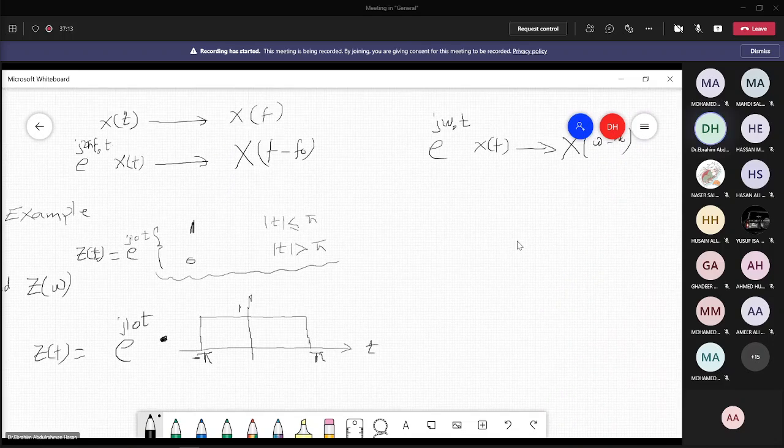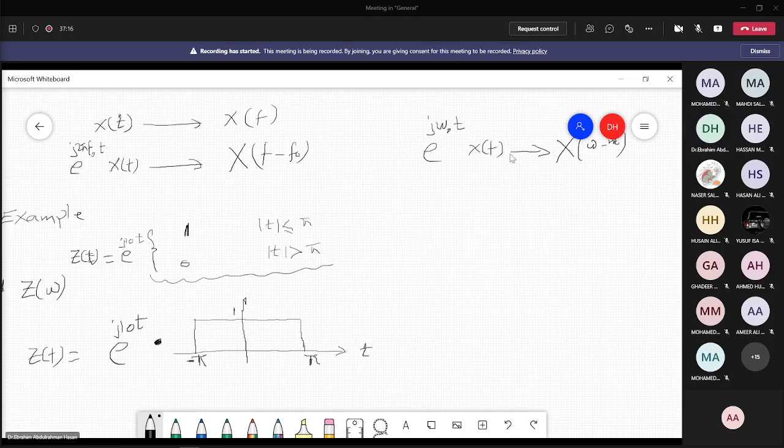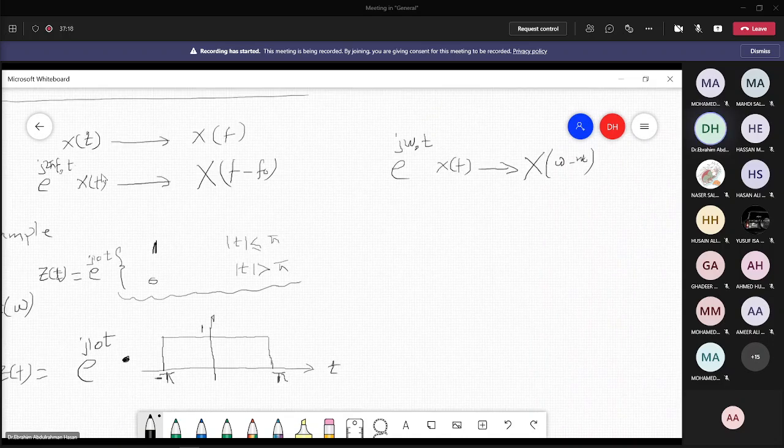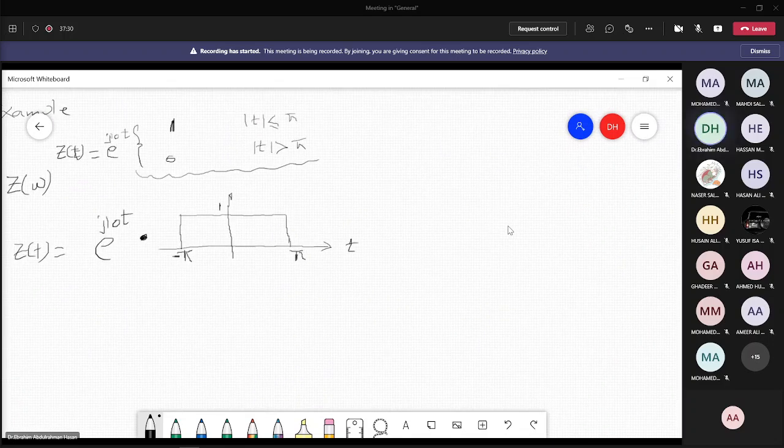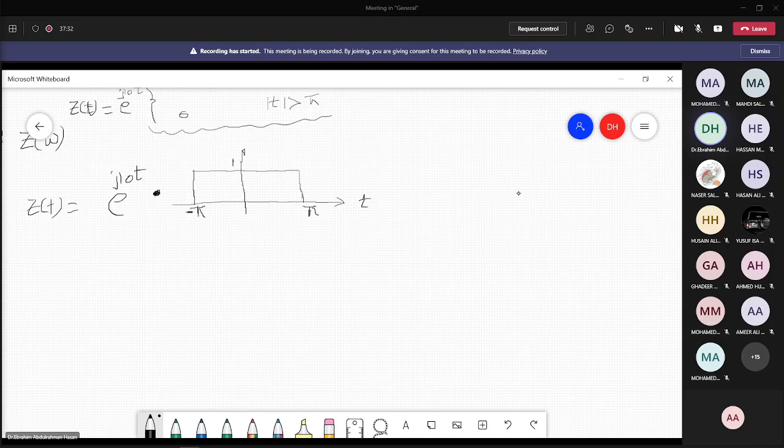How to find it? As we said here, find x of omega or x of f first. It is as if we don't have the exponential. So just find x of f, and x of f from here is very easy. The Fourier transform for this one, again, is equal to sinc of 2 pi f multiplied by 2 pi multiplied by 1, so it is 2 pi.